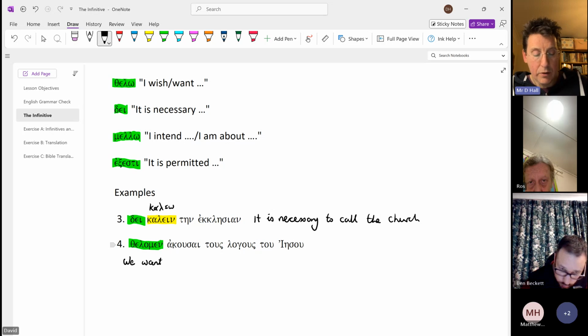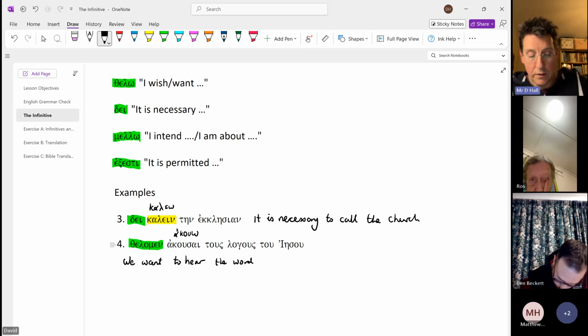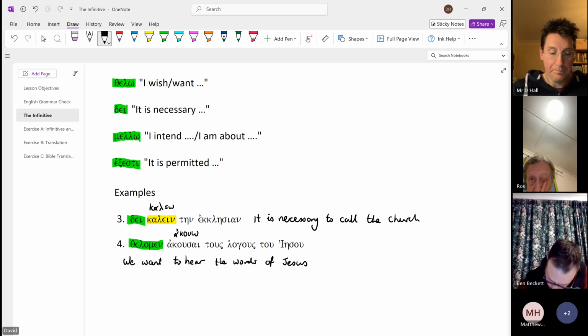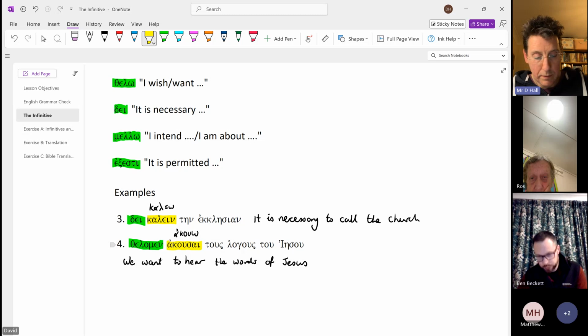And then akouse. This is from the verb akouo, which is to hear. Again, we have an infinitive, and it's an aorist infinitive. So we want to hear. And then tous logous, which we talked about earlier, as in the words. So we want to hear the words. And then tou Iesou, which is Jesus in the genitive. So we want to hear the words of Jesus. I'll just highlight that there as well.